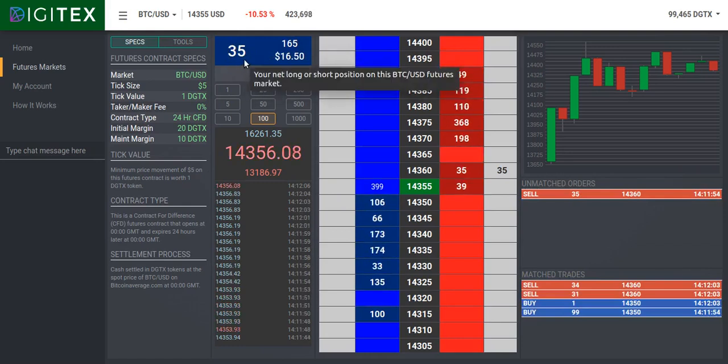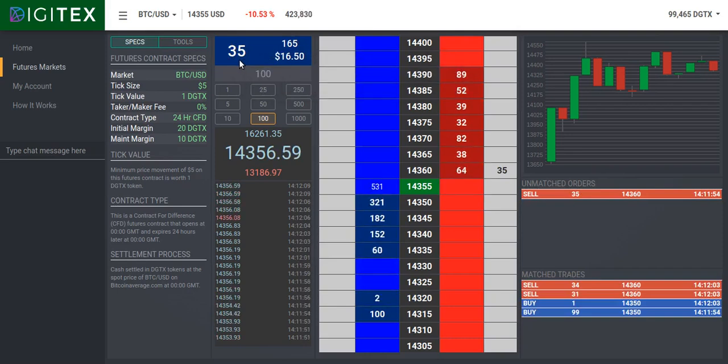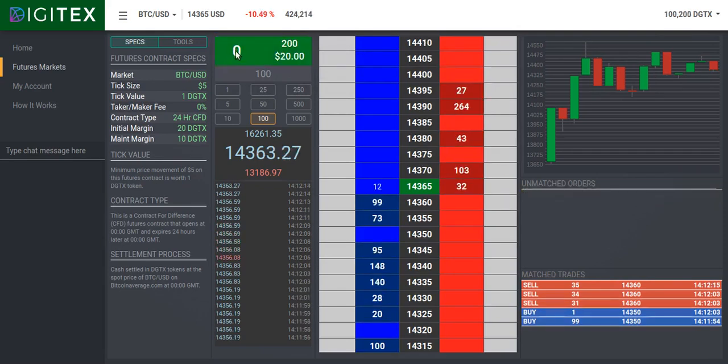Up here you can see your position. So you can see I got matched on the buy. I've got most of the sell but not quite, so I've still got 35 lots that I'm long. So here I've got positive 35. That just got matched, so my position is now 0. Here's my profit, so I'm up 200 Digitex tokens, and if the Digitex token was valued at 10 cents per token, which it might be when the futures exchange launches, then that would be the equivalent dollar profit of $20.